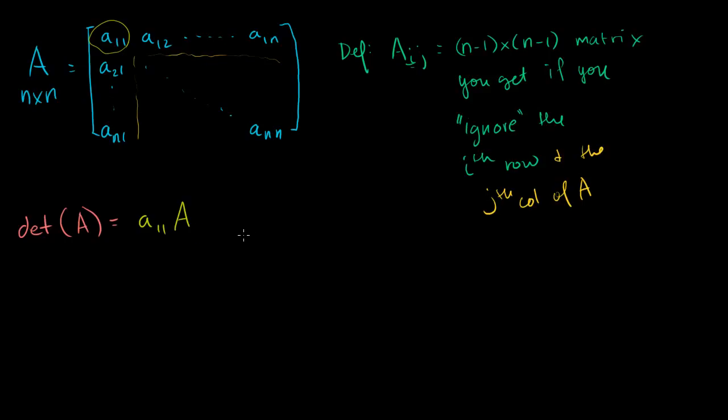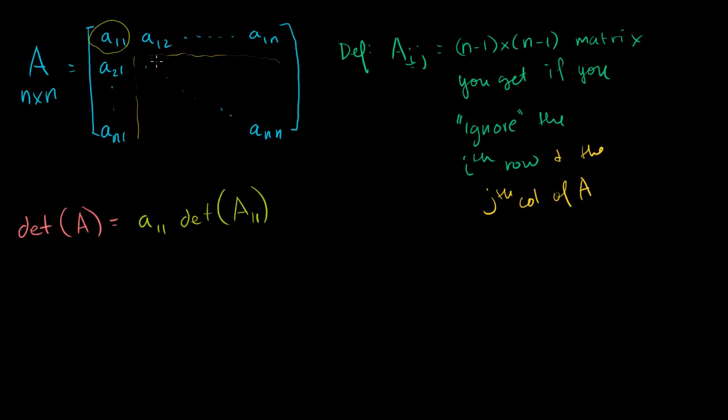Let me write that a little bit neater. So times the determinant of its submatrix, so the determinant of A11. So you take A11, you get rid of its row and its column, and everything else, you find the determinant of that. Actually, let me write it this way. A11 times the determinant of the submatrix A11.